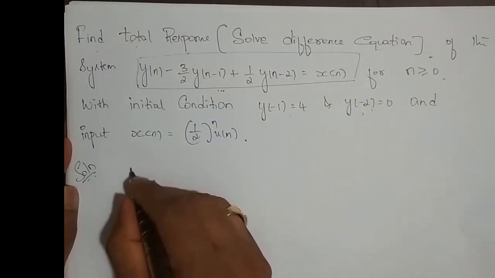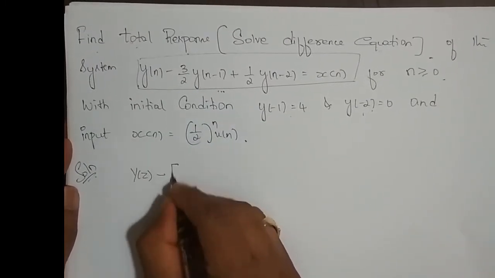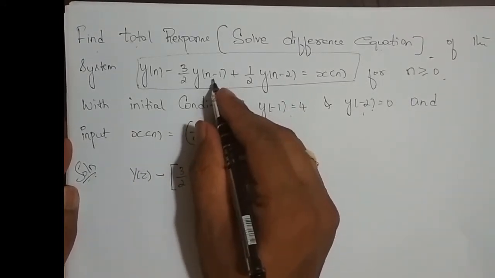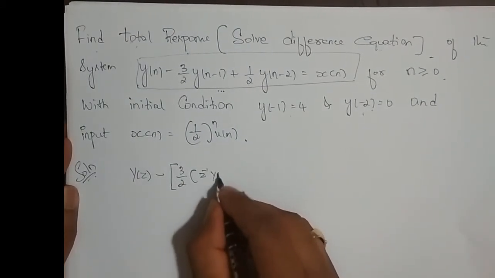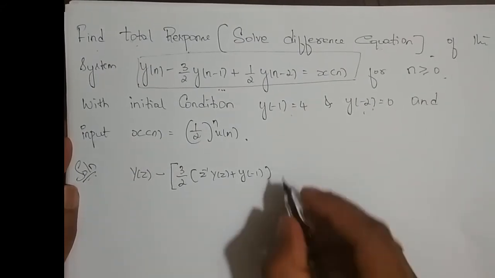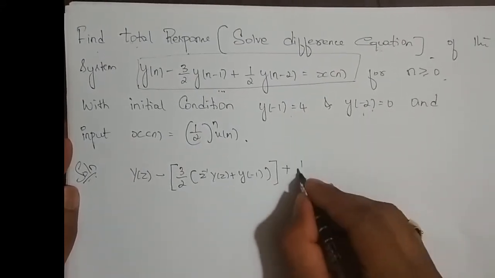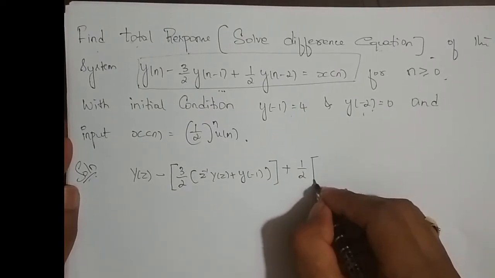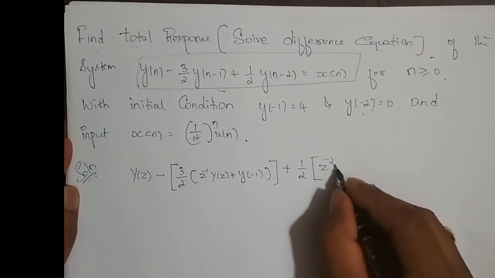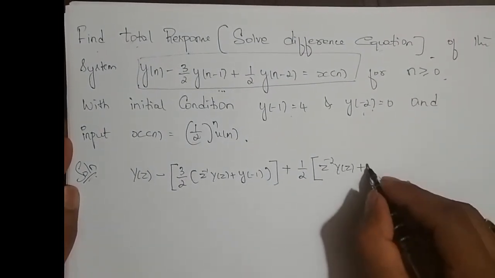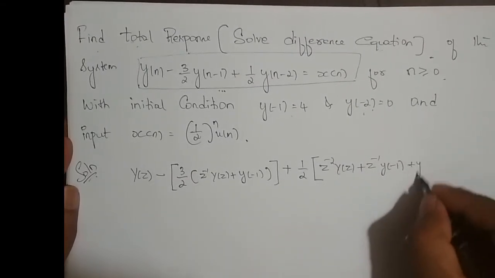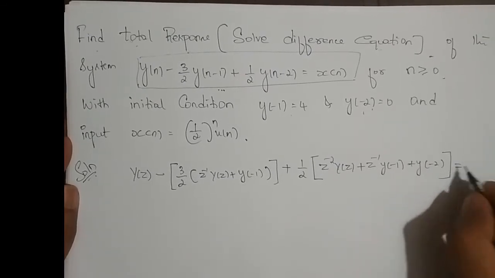So the Z transform of y of n is Y of z, minus 3 by 2 into, what is the Z transform of y of n minus 1? It is a unilateral Z transform. It is z power minus 1 into Y of z plus y of minus 1, right? Plus 1 by 2 into, what is the unilateral Z transform of y of n minus 2? Z power minus 2 Y of z plus z power minus 1 y of minus 1 plus y of minus 2, is equal to x of n.